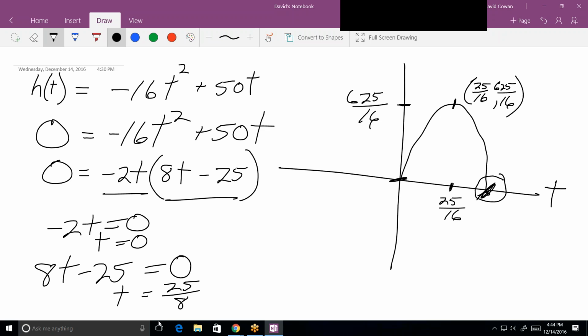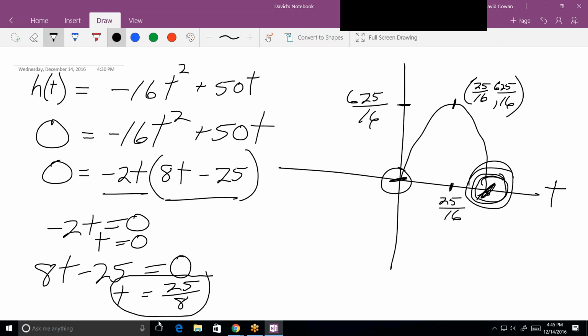Notice that there were two zeros. The first one is 0, when the football was kicked, it's on the ground. So at time 0, the football is on the ground at a height of 0, just like our picture looks like. So the second solution must be this solution over here. The answer to their question is it's in the air for 25 over 8 seconds. That's 3 1/8 seconds.